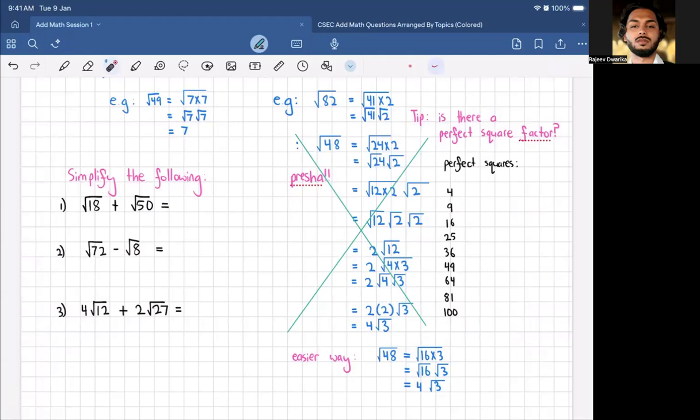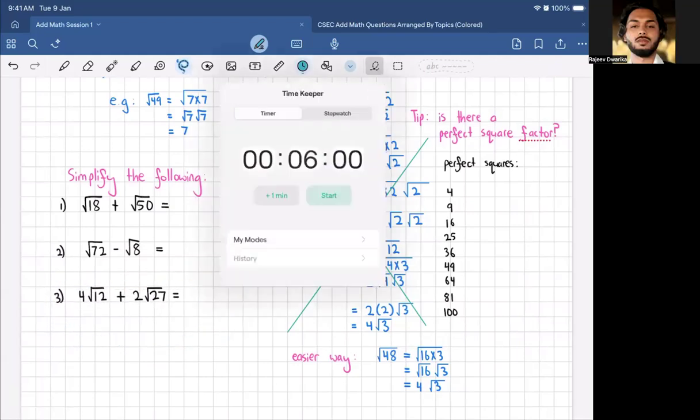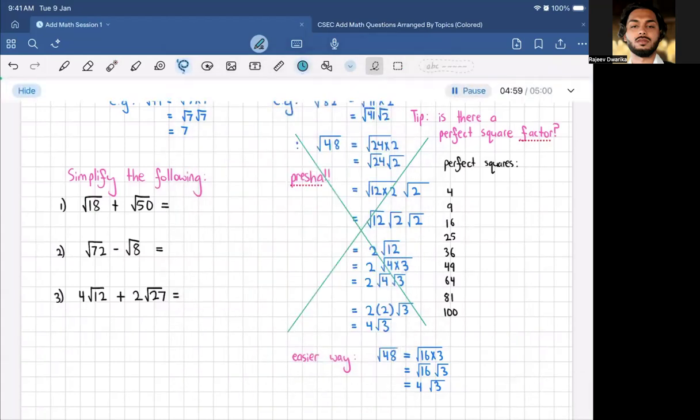So Shina, I'm gonna presume that you finished copying down everything on the screen and you start the questions. Yes, sir. Okay, cool. So giving you all, I think 6 minutes is too much. Take 5. Start.